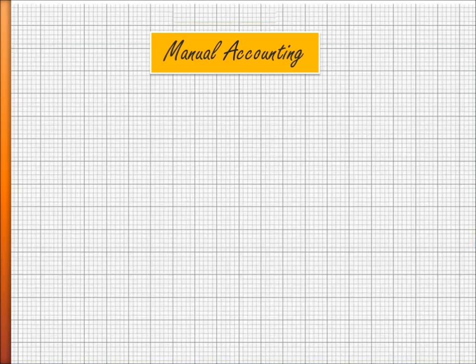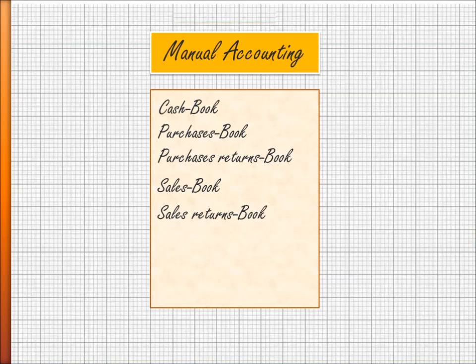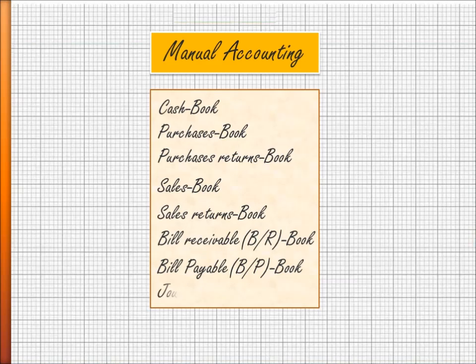If you want to do the manual accounting of the firm, go to the bookshop and buy the accounting books. Number one, cash book. Number two, purchases book, purchases returns book, sales returns book, BR book, BP book, and general proper. These all books are available in the bookshop. So we are going to assume that we are going to note down all the things in these subsidiary books.